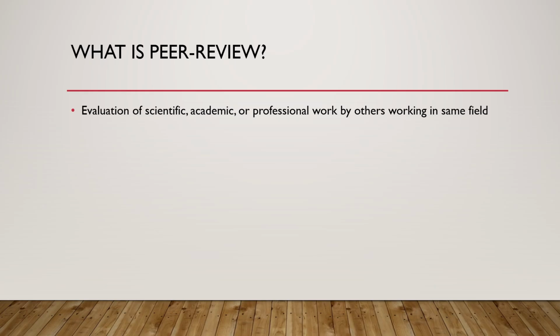And so science uses a process called peer review. This is when other people who are doing similar kinds of research in the same field evaluate each other's papers for the scientific, academic, or professional value that it entails. So they are the ones who are helping to assess the validity of a project or how much it's actually contributing towards the body of literature.